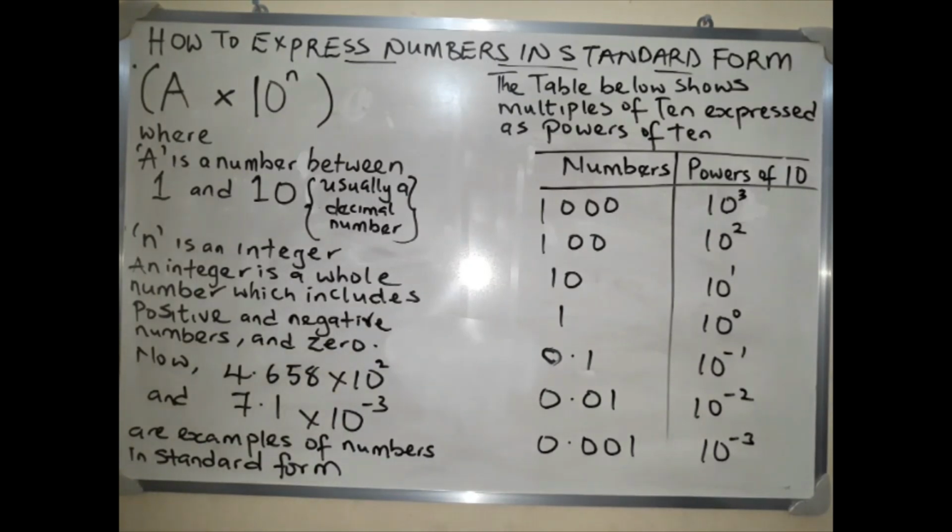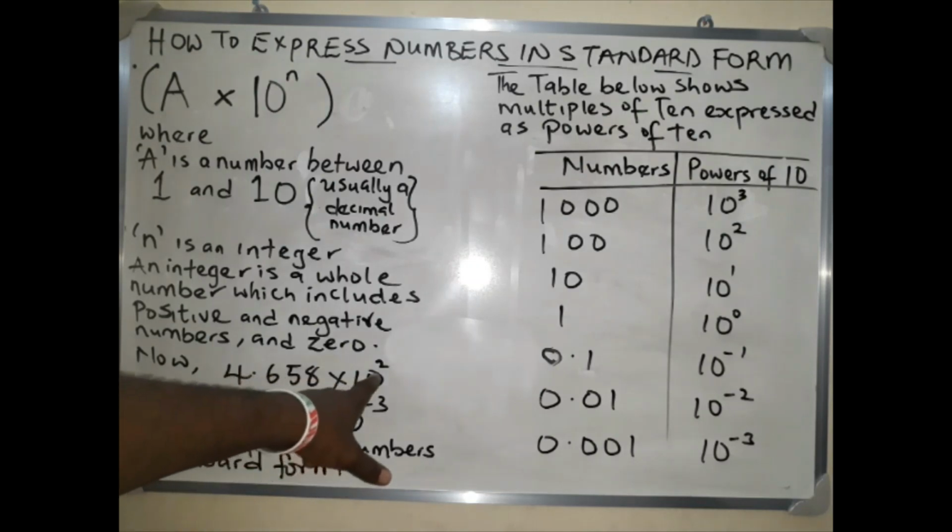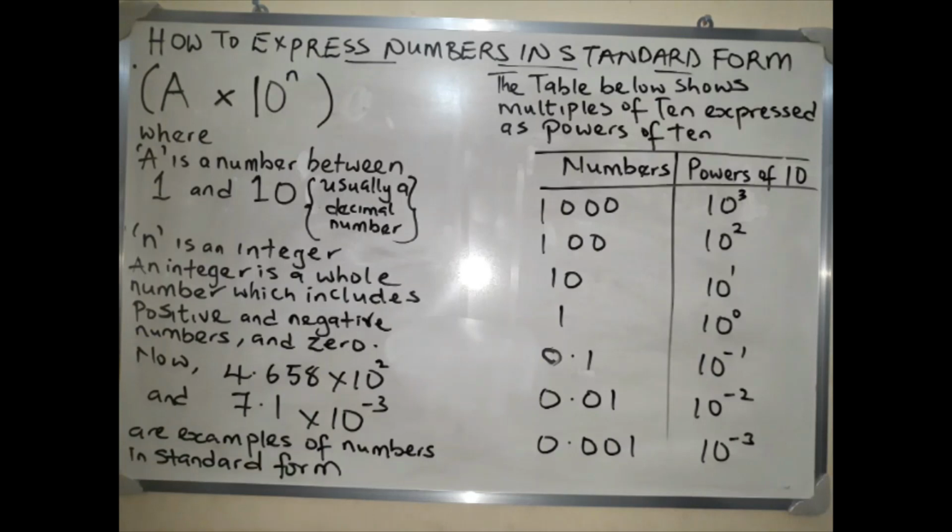Now, moving on, we can see some examples of numbers expressed in standard form. Here we have 4.658 times 10 raised to power 2, and also we have 7.1 times 10 raised to power minus 3. We can see that these two examples look exactly like this expression which we have here.